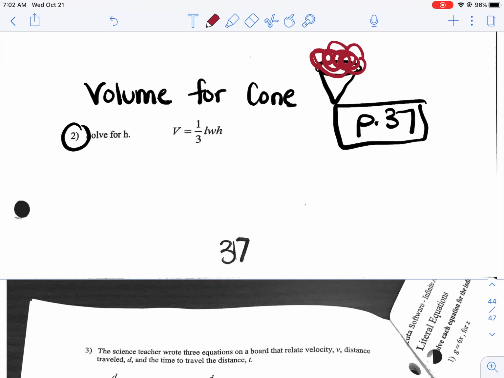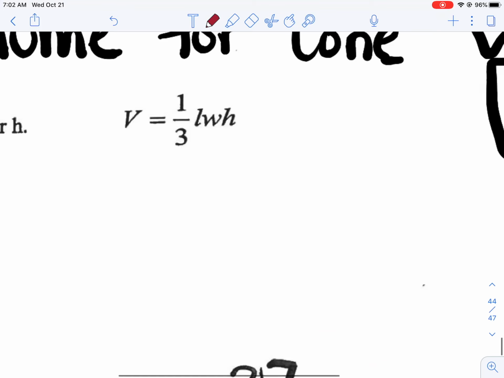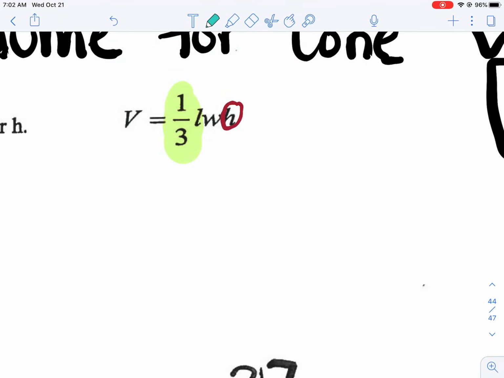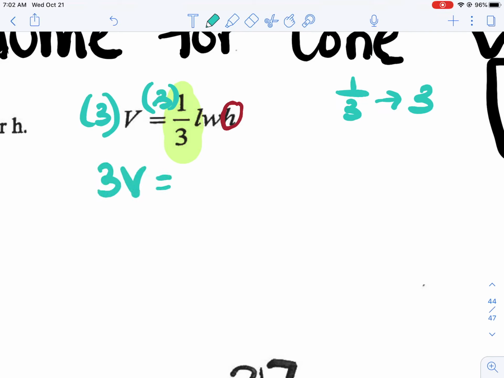Okay, so we're asked to solve for h. Let me just make this a little bigger. Here's our h. I want to get rid of everything except for the h on the right side. The first thing, as we already talked about in our last example, is how do I get rid of this 1/3? I'm going to multiply by the reciprocal on both sides. The reciprocal of 1/3 is 3. So I'm going to multiply this side by 3 and this side by 3. So 3v equals, these cancel, LWH.